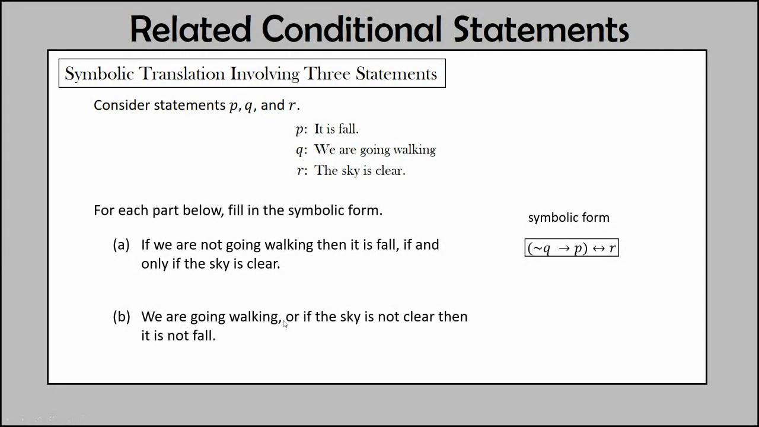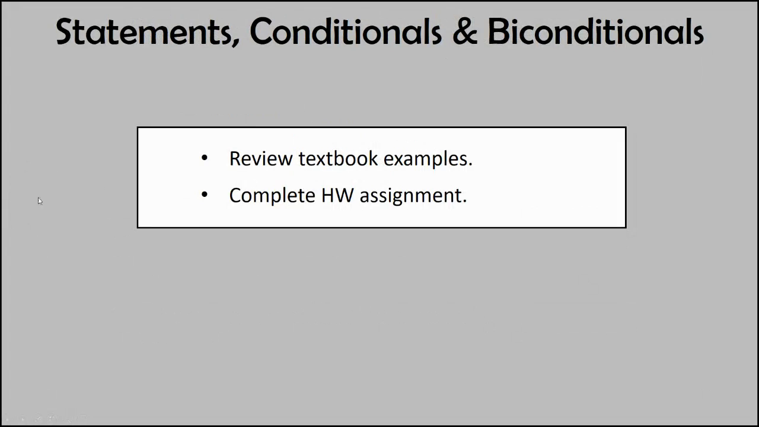We are going walking, comma, or if the sky is not clear, then it is not fall. So we are going walking is your first statement, and then or is the disjunction, and this part is going to be in parentheses. So we are going walking is Q, or, in parentheses, negation of R, the sky is not clear, implies negation of P, it is not fall. So you have to track these carefully, but you can see commas are helping us separate with grouping symbols. Okay. All right.